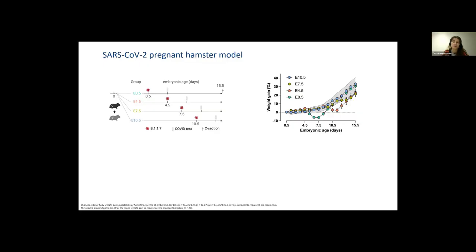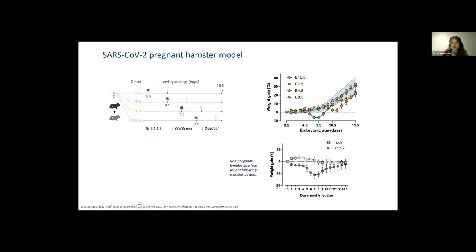What we have seen is that if we infect them early, for example at day 0 or day 4, they tend to lose weight with a maximum at 7 days post-infection, but then they recover. You see it on the graph. There are 4 time points, and the gray shaded area is the control. Even though they lose some weight, with a maximum of around 7%, they gain it back. And we don't see this if the infection happens later.